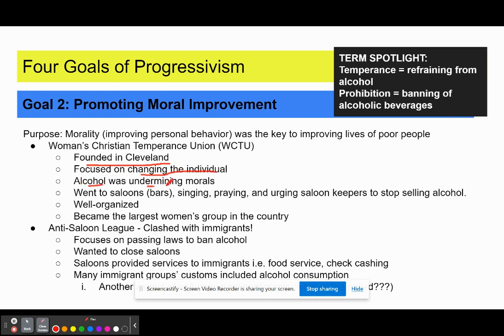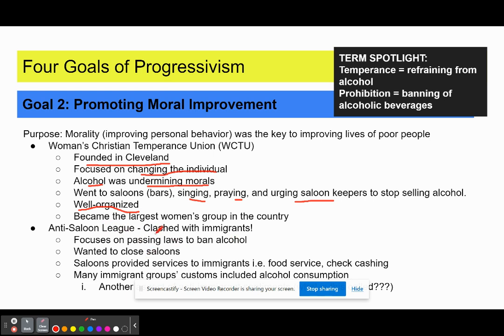that alcohol undermines morals, and that they went to saloons or bars, and what they would do is they would sing, they would pray, and they would urge saloon keepers to stop selling alcohol, which is interesting because that's how they make their money. This actually became a very well-organized movement, and it became the largest women's group in the country. So I realize that this is not bold.